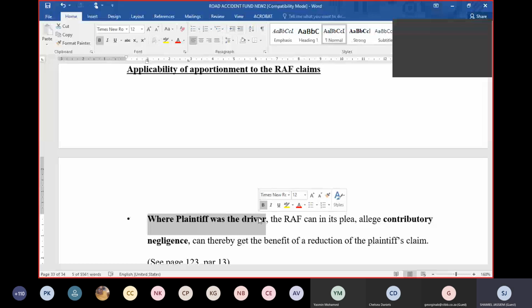The passenger in my motor vehicle, let me be safe and say it's my wife, because if it's another female, I may end up in trouble. So let me rather be safe. She's somewhere here in the house. So my wife was my passenger in my motor vehicle, and she sustained an injury.